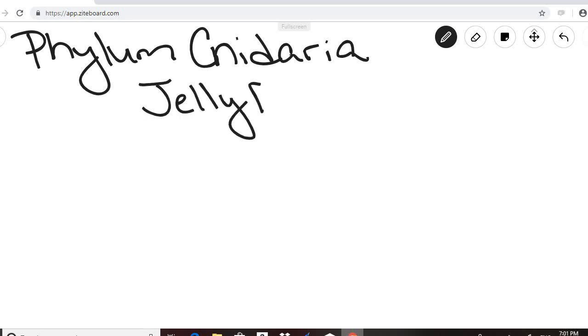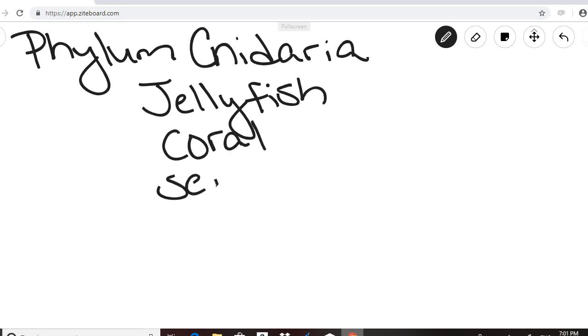Okay, now we're going to look at phylum Cnidaria. The C is silent there, phylum Cnidaria. This is the phylum that contains the jellyfish, coral, and sea anemones.